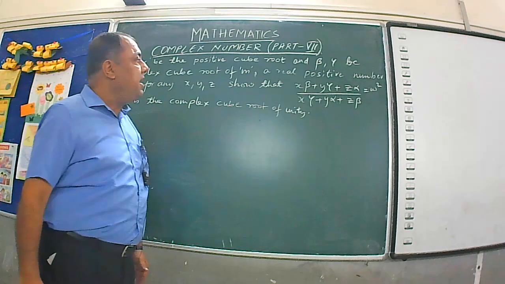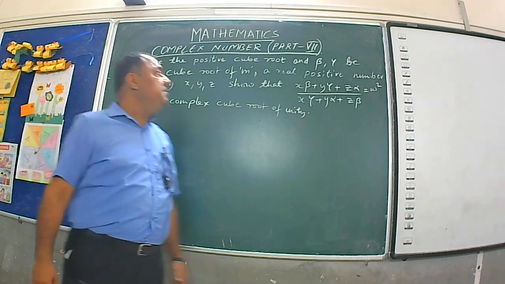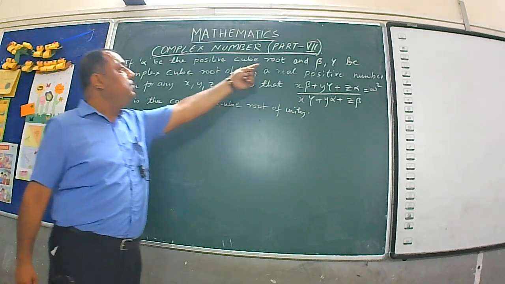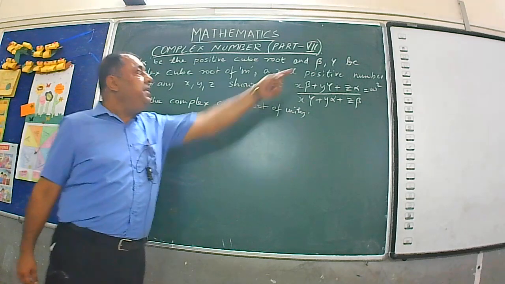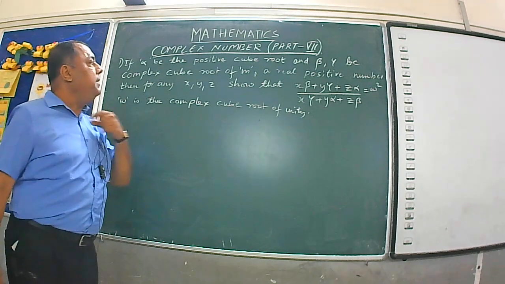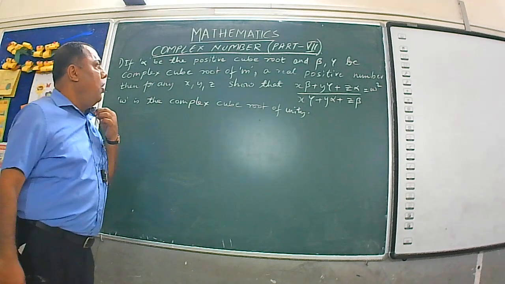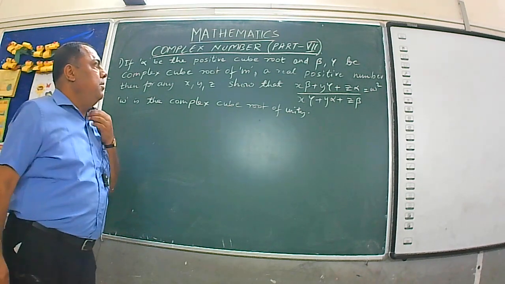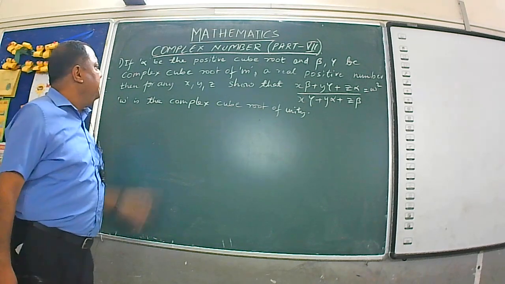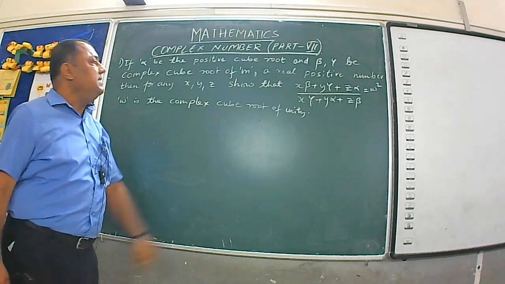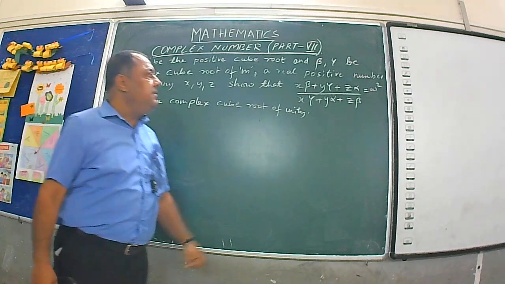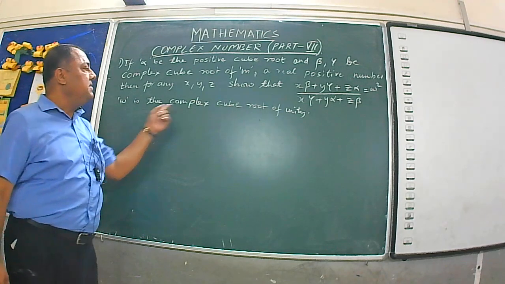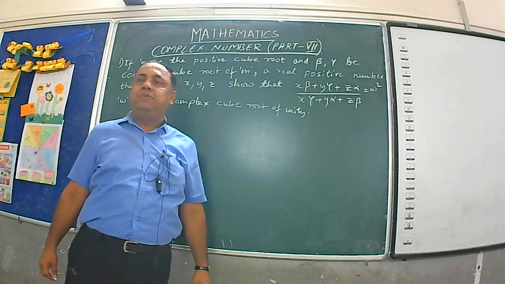today I would start with my first problem, which says: if alpha be the positive cube root and beta, gamma be the complex cube roots of m, a real positive number, then for any x, y, z, show that this is equal to this. Omega is the complex cube root of unity.